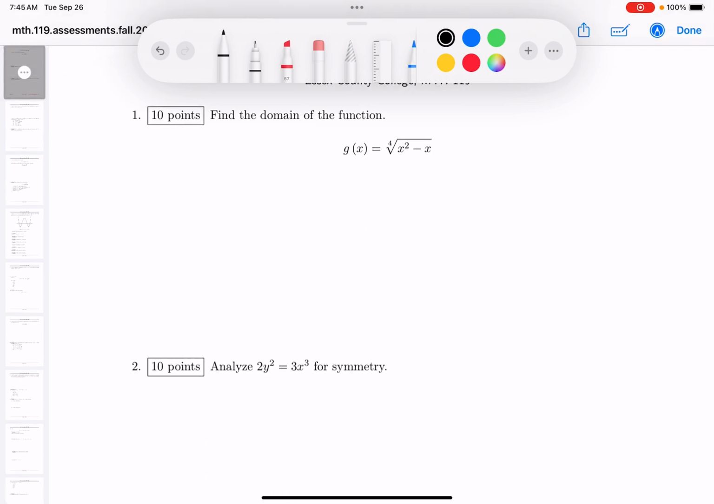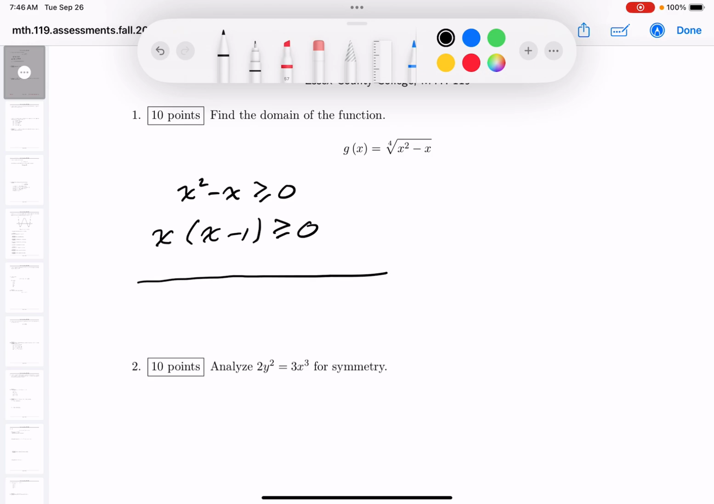So number one, find the domain of the function. Well, it's an even root, so I know the radicand, which is x squared minus x, has to be greater than or equal to 0. I'm going to factor that. That's going to be x times (x minus 1) greater than or equal to 0. Now looking at that, I'm going to use a number line, and on the number line I'm going to list the zeros of that polynomial. There's two zeros. One is at 0, and the other one is at 1. All right, relatively simple numbers. What do you do now?